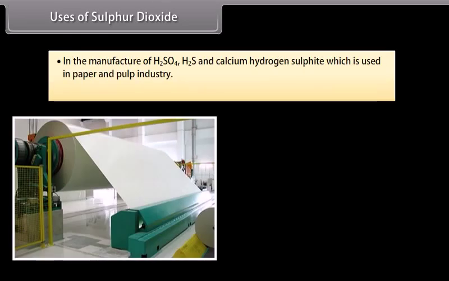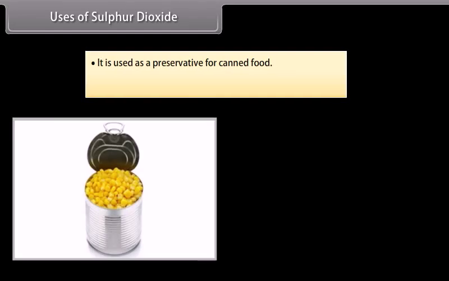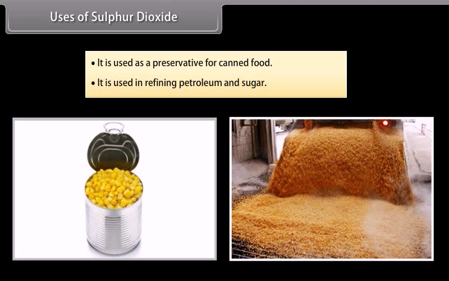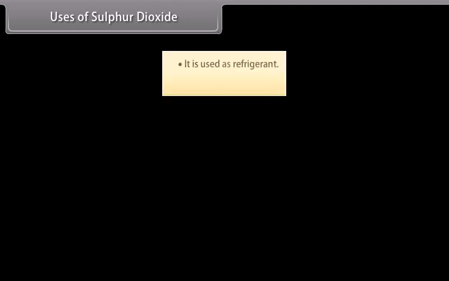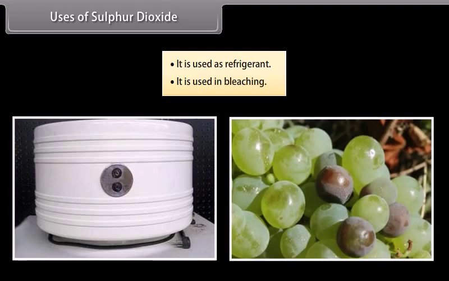Uses of sulfur dioxide. The important uses of sulfur dioxide are the following. In the manufacture of H2SO4 and calcium hydrogen sulfite, which is used in the paper and pulp industry. It is used as an anti-chlor and disinfectant. It is used as a preservative for canned food. It is used in refining petroleum and sugar. It is used as a refrigerant. It is used in bleaching.